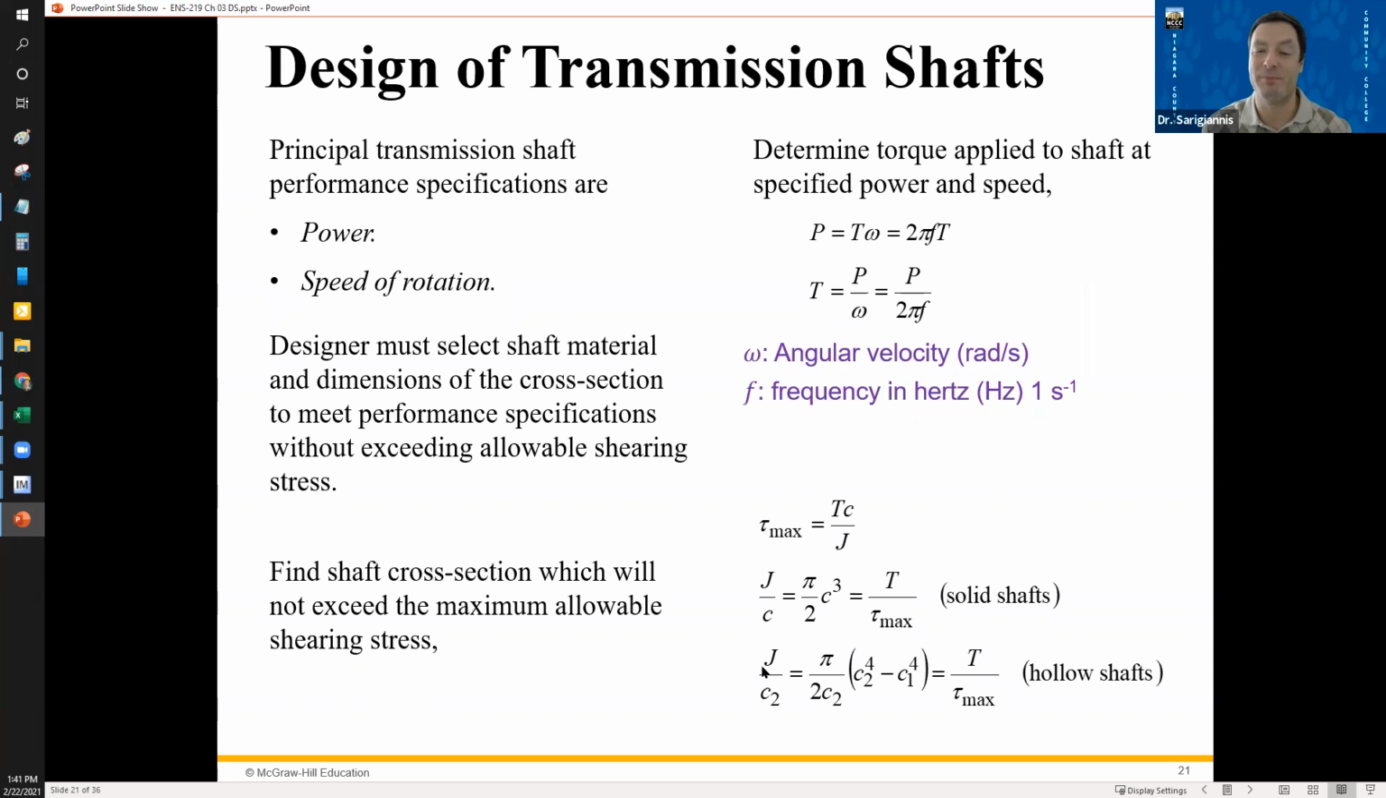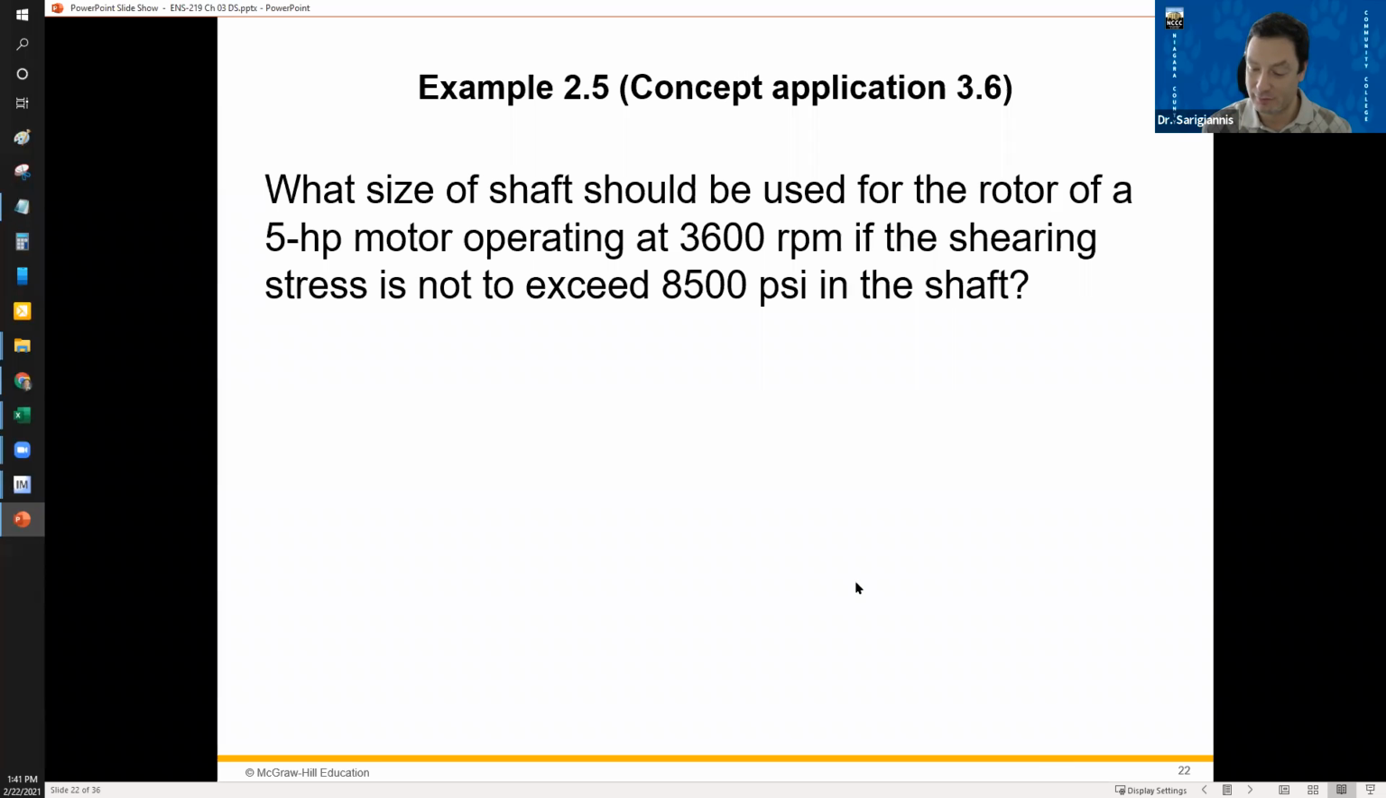This is just a rearrangement of the polar moment of inertia. So you just don't know what that is because you're solving for C. Should I go through and derive that again? Yeah, let's just do this problem.